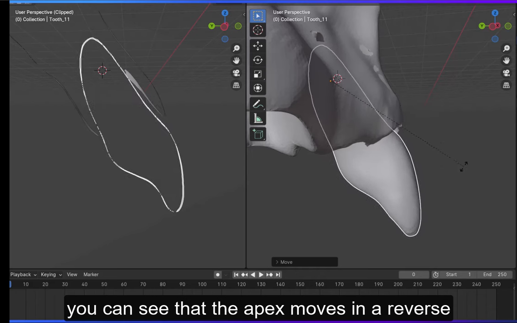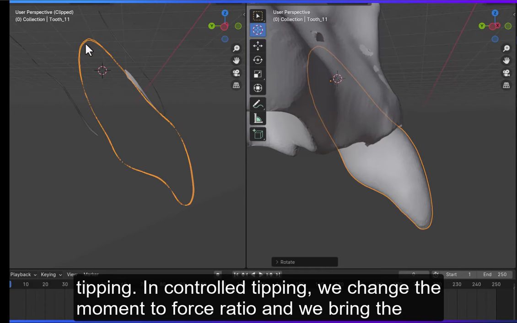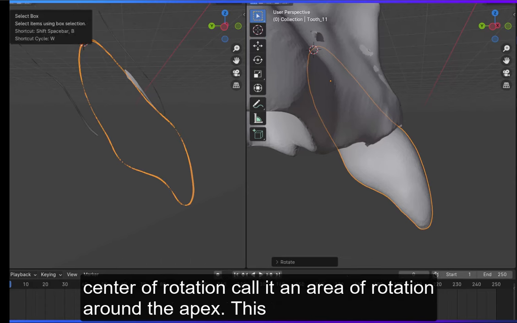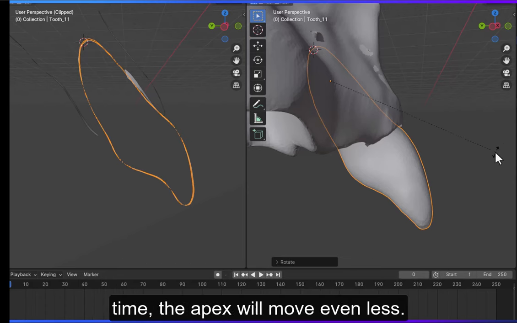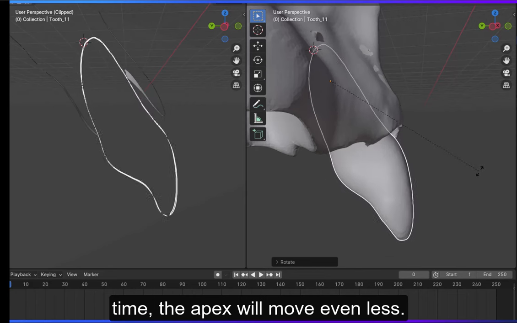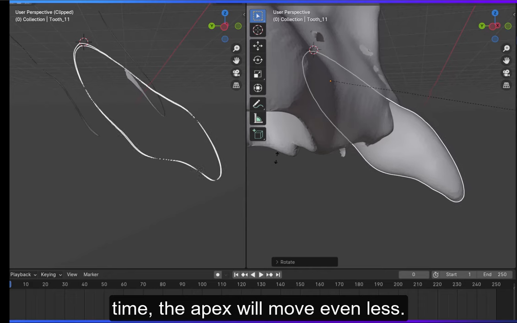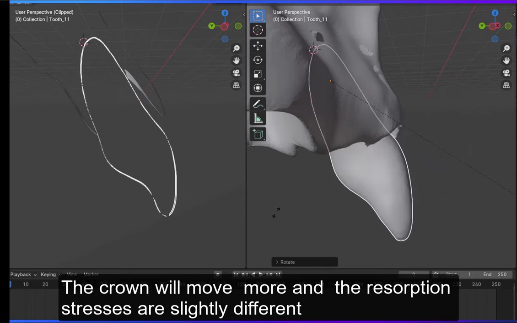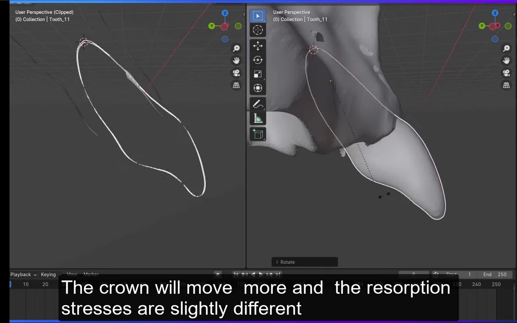In controlled tipping, we change the moment to force ratio, and we bring the center of rotation, or call it an area of rotation, around the apex. This time the apex will move even less, a little bit, but not too much, but the crown will move even more, and the resorption stresses are slightly different.